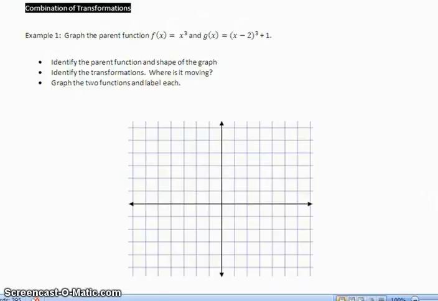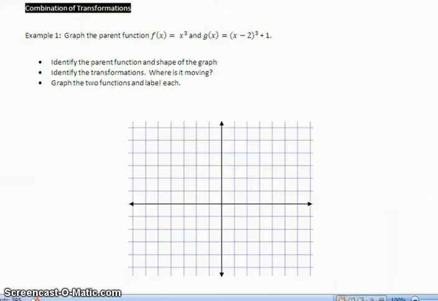When we have a combination of transformations, first thing we have to do is identify the parent function and know the graph's general shape. Then, what way is it moving? What are those numbers telling me to do? And then lastly, graph and label those two functions.